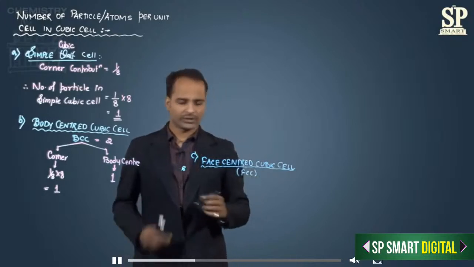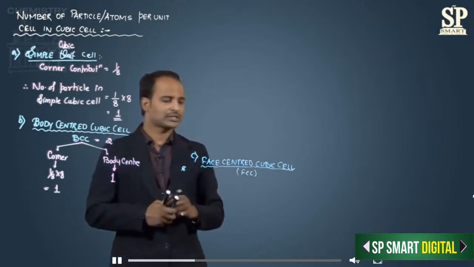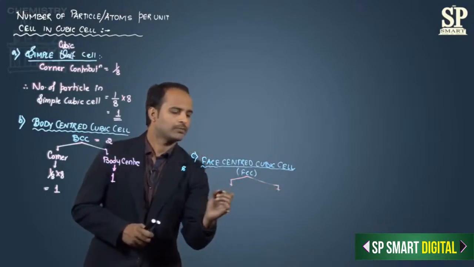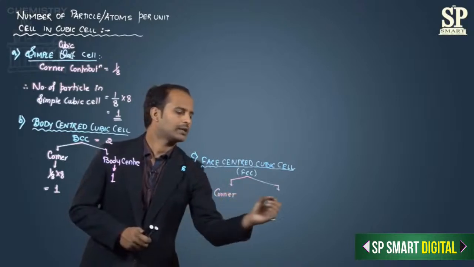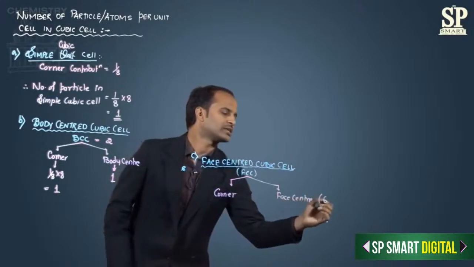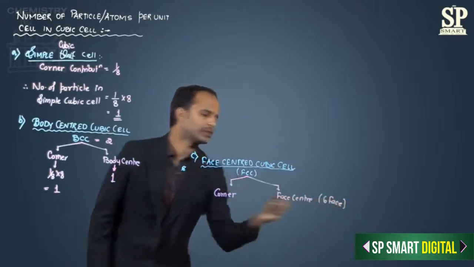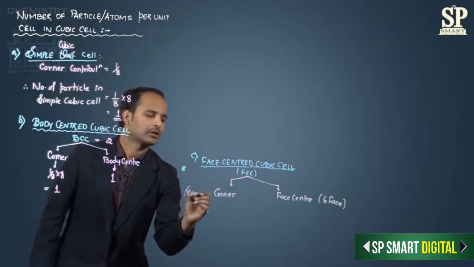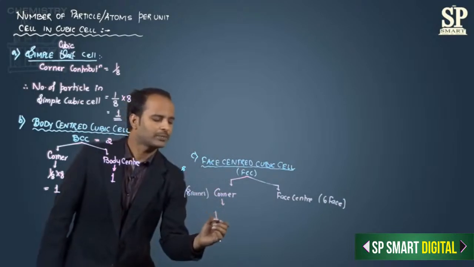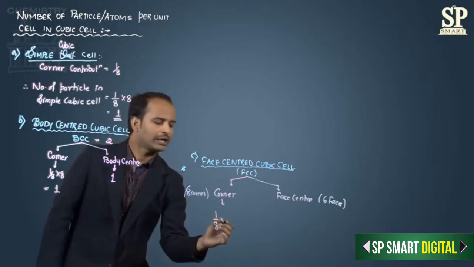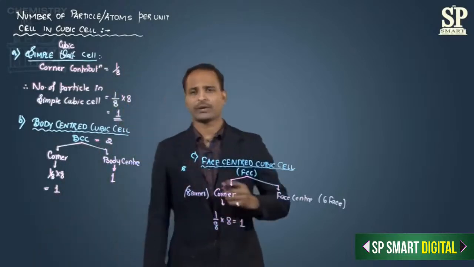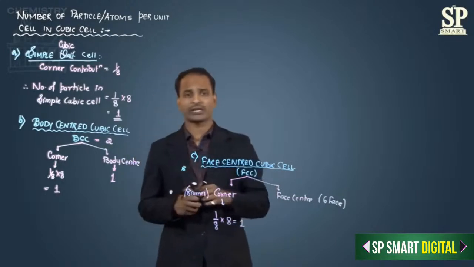Now in case of the FCC unit cell, where are the particles present? Simply, I can say the particles are present on the corners and at each face center. There are a total of 6 faces in a cubic cell, and a total of 8 corners. Again, the story of the corner particle is the same: from every corner you get 1/8 part, and there are 8 corners. So from the corners we get 1 particle, that is 1 atom or 1 sphere from 8 corners.